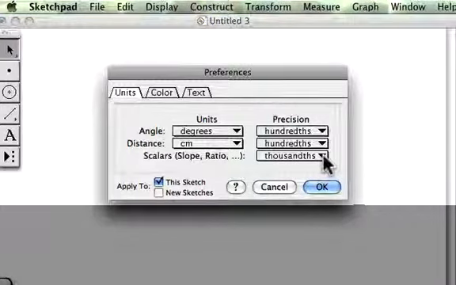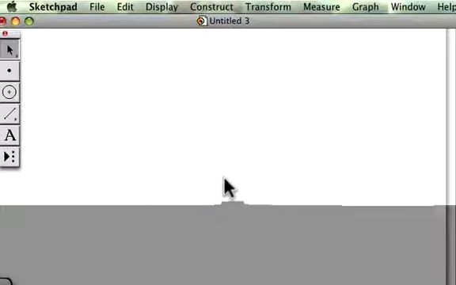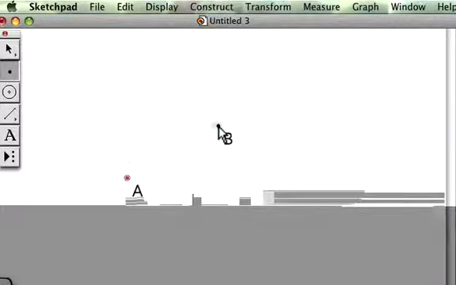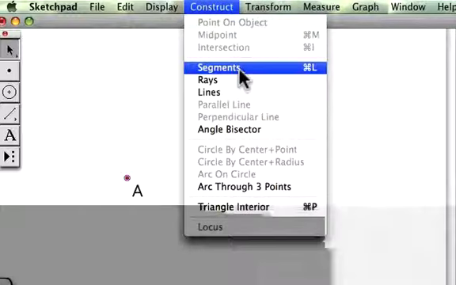Or it might just say Other. You're going to switch that to hundredths and then click OK. So you're going to construct a small triangle, and we're going to call the triangle ABC. To draw the triangle, make sure you have all of the points highlighted. Under the Construct menu, you're going to select segments.